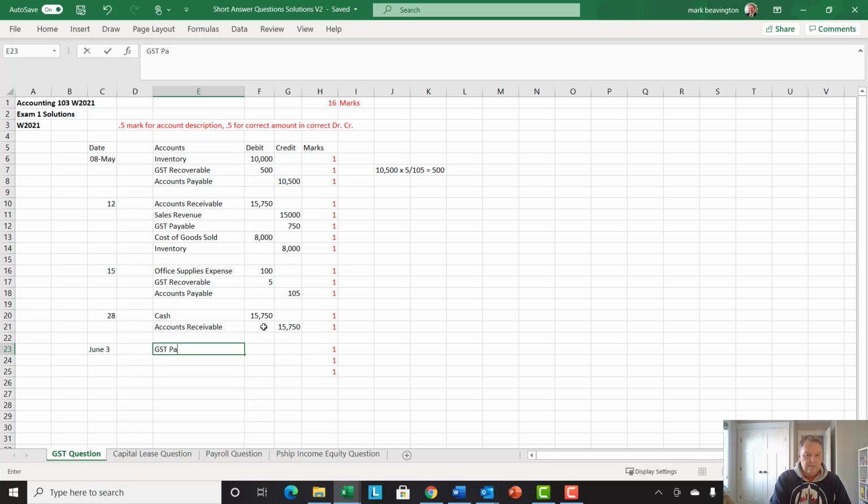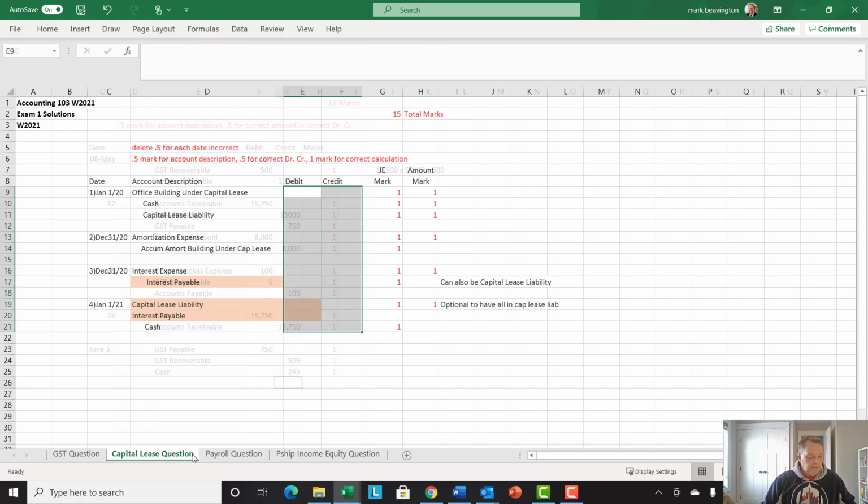June the 3rd, Falmart files their GST return, and we've got to record the journal entries for that. Well, if you're consistent, you've got to get rid of the GST payable, and the only GST that you collected was that $750 right there. And then you've got GST recoverable, and the only GST that you recovered is the $500 plus the $5, so that's $505. So the difference is the cash that you need to pay out, and so you would pay out cash $245. So that's the answer on that one.